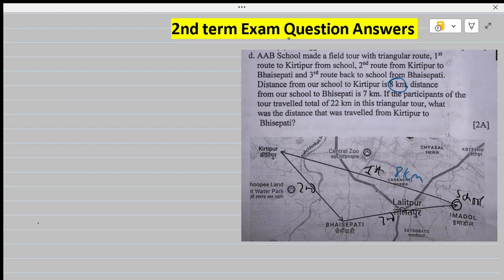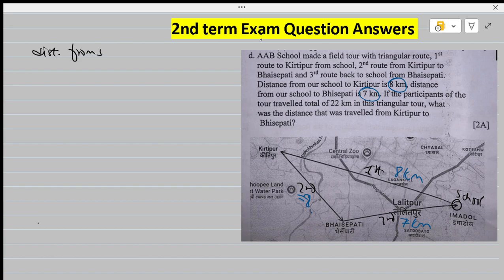And then the distance from school to Vaisipati, the length of the third route, is given here as 7 kilometers. And in this, the total travel made was 22 kilometers. So what was the distance between Kirtipur and Vaisipati, or the second route distance, is what we are asked here. So these three distances we serially suppose A, B and C. So let's suppose the distance from school to Kirtipur is, as already given, 8 kilometers.